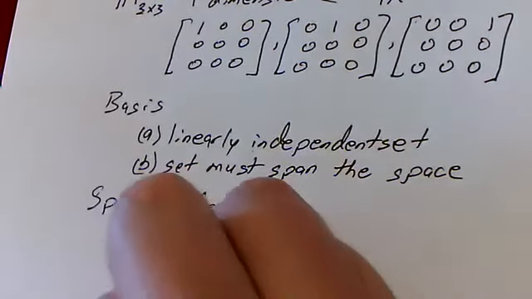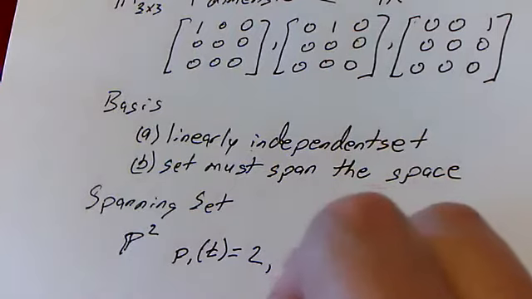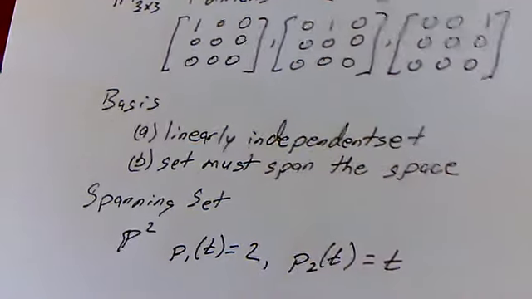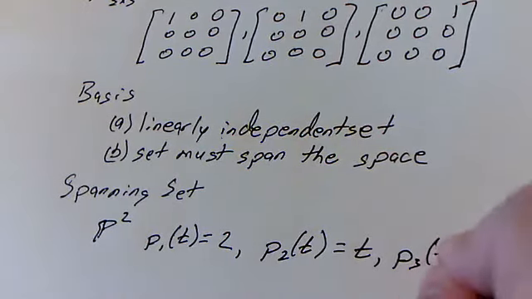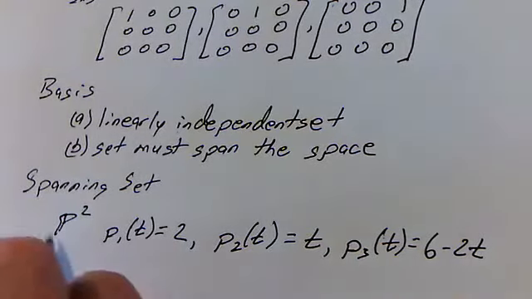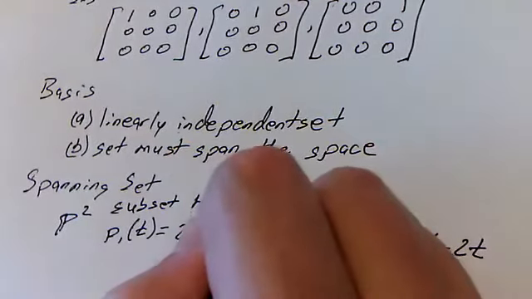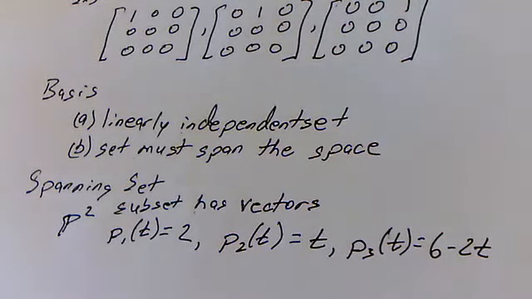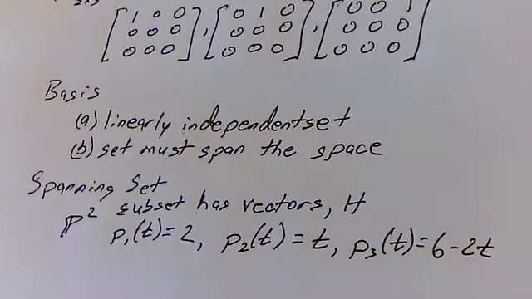Let's look at P2, where I have the vectors P1 is equal to 2, P2 is equal to t. Notice these are polynomials, so I'm writing them as functions of t. And P3 is equal to 6 minus 2t. Okay, so the subset has vectors P1, P2, and P3. I forgot to name my subset. We'll call this subset H. So we want to find a basis for H.